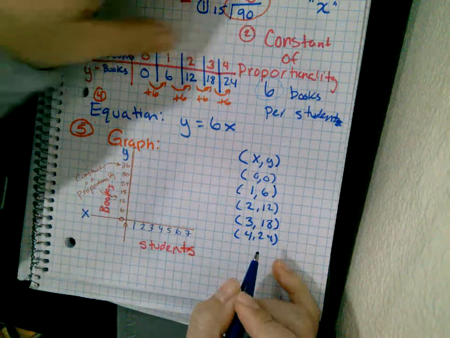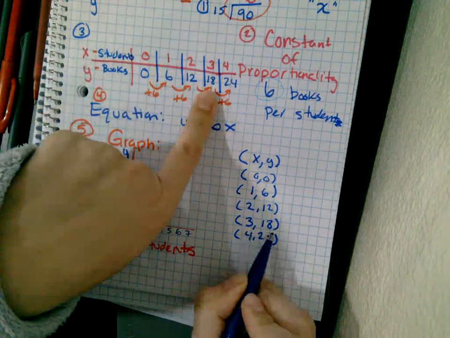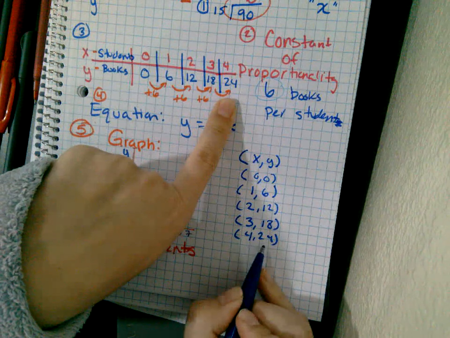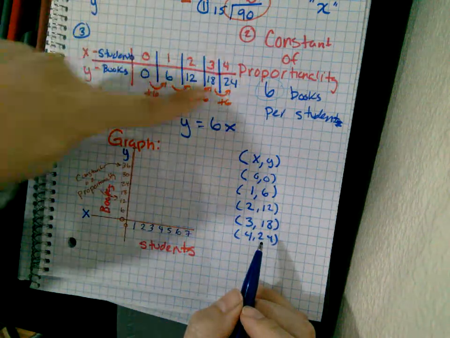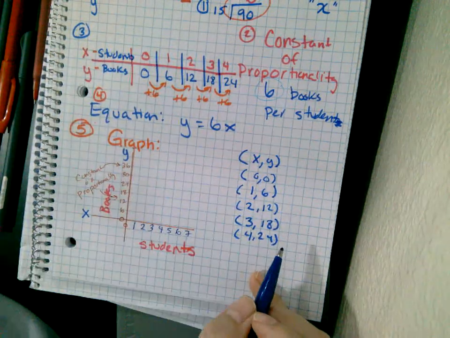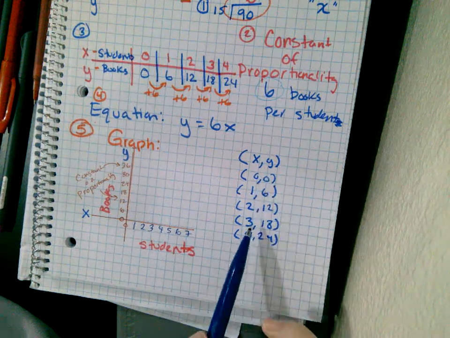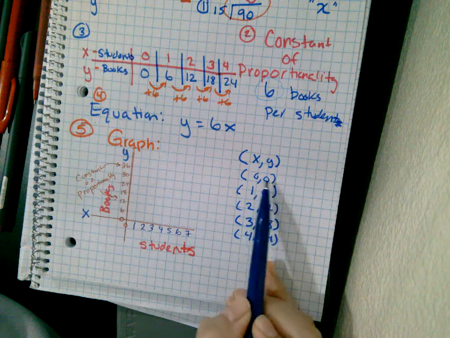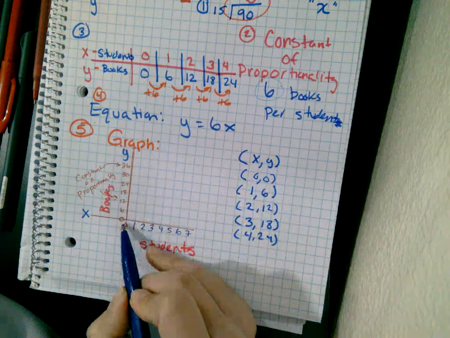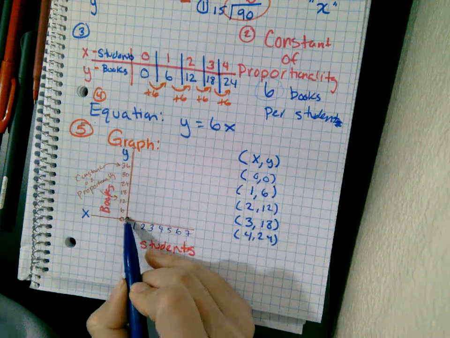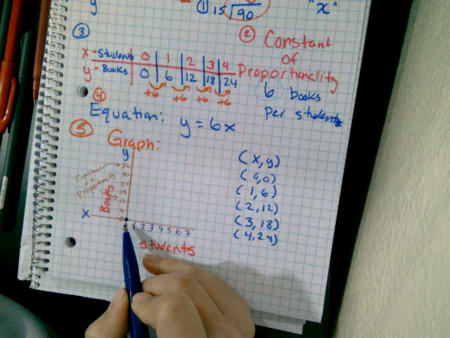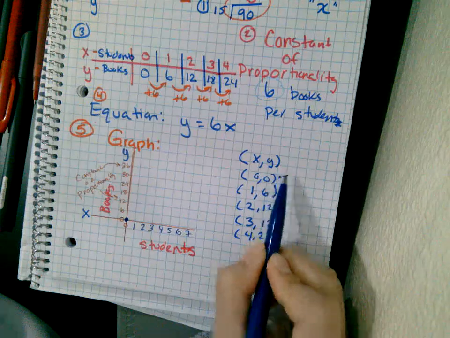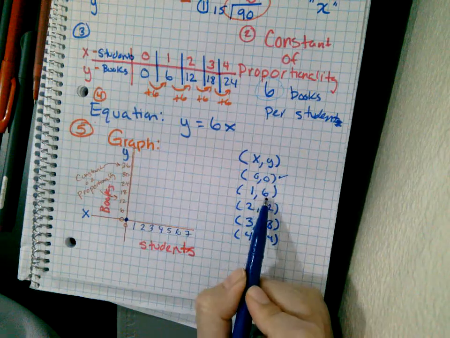So I just wrote these out: 3, 18 and 4, 24. Basically I took the table and just wrote it out. These are called ordered pairs. This is how you graph. So my first ordered pair, 0, 0, would be right here where these two lines intersect. That's my first dot. That's the second most important dot of this whole unit, 0, 0. Check. My next dot is 1, 6.